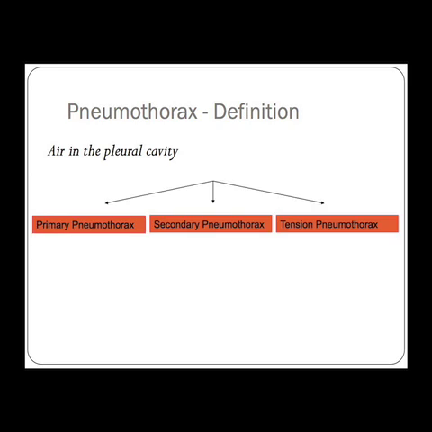And there are three types of pneumothorax. Primary pneumothorax, when it occurs with no underlying lung pathology. A secondary pneumothorax, which occurs with an underlying lung pathology. And finally, a tension pneumothorax, which usually occurs secondary to some form of trauma. And tension pneumothorax is one of the medical emergencies that every clinician should know how to deal with. Firstly, we're going to cover primary pneumothorax and secondary pneumothorax.